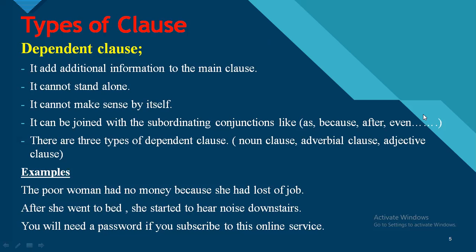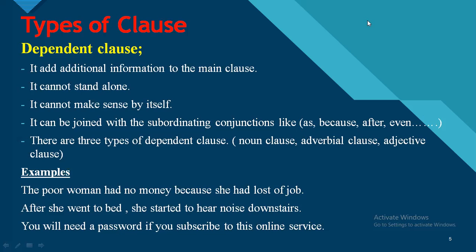In the sentence it can be joined with a subordinating conjunction like as, because, after, even, and so on. Because it comes with a main clause in the sentence, it cannot come alone. Within the dependent clause, we can find three types of clause: noun clause, adverbial clause, and adjective clause.